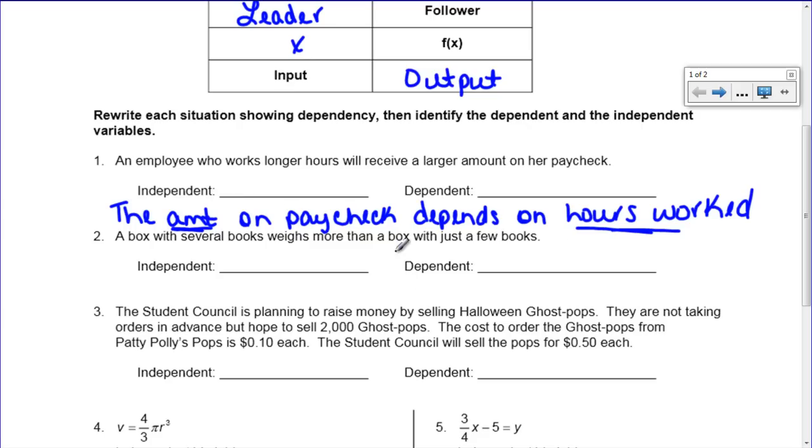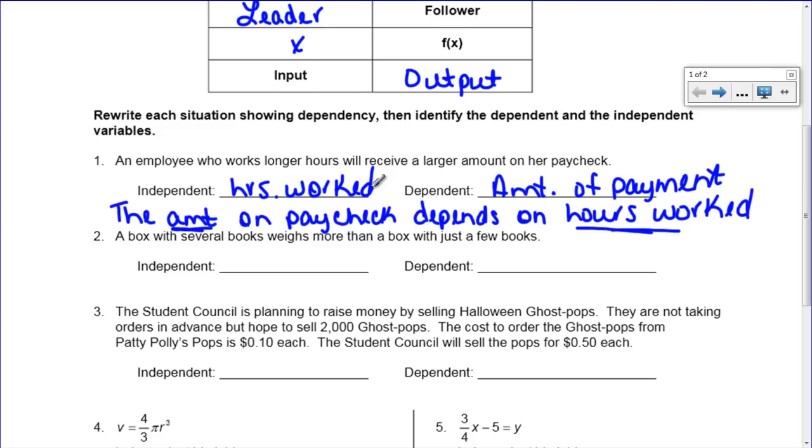Well, according to my statement, the amount on the paycheck depends on the hours worked. So the amount on the paycheck is the dependent variable because it depends on something to occur, and it depends on the hours that get worked.